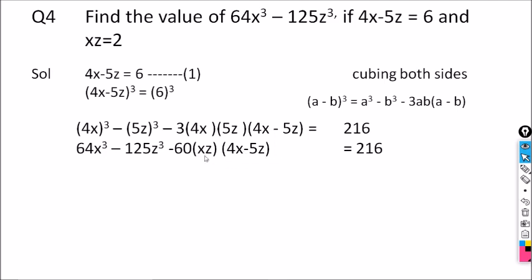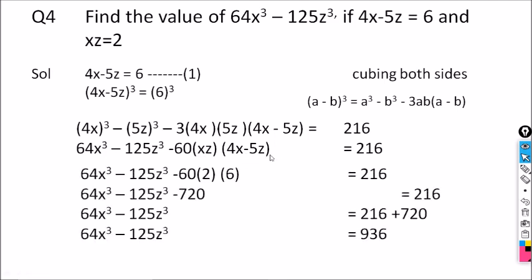Now here the value of xz and 4x − 5z is given in the question. It is 2 into 6. By multiplying them we get 720, and shifting this to the other side, it is 216 + 720, and finally we get 936.